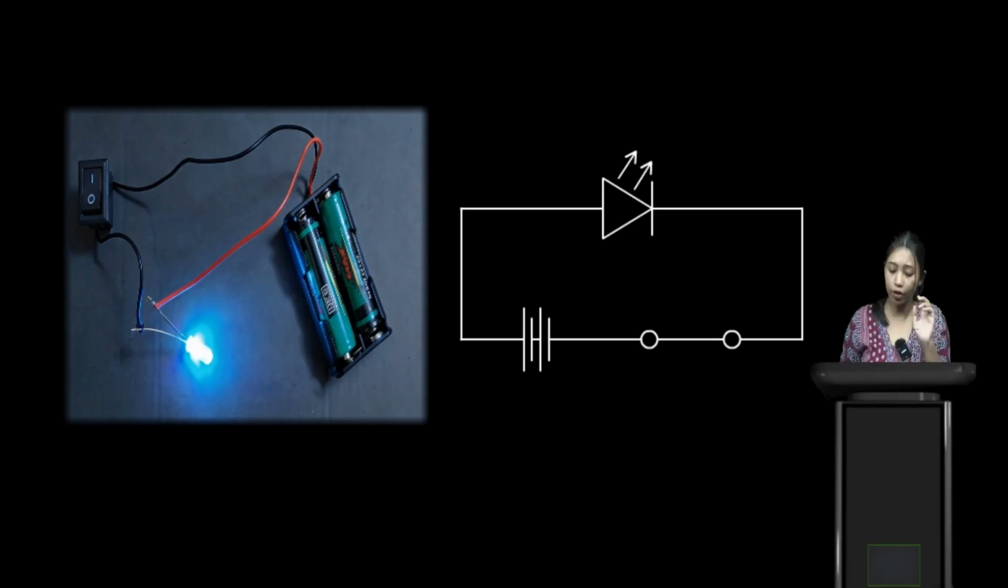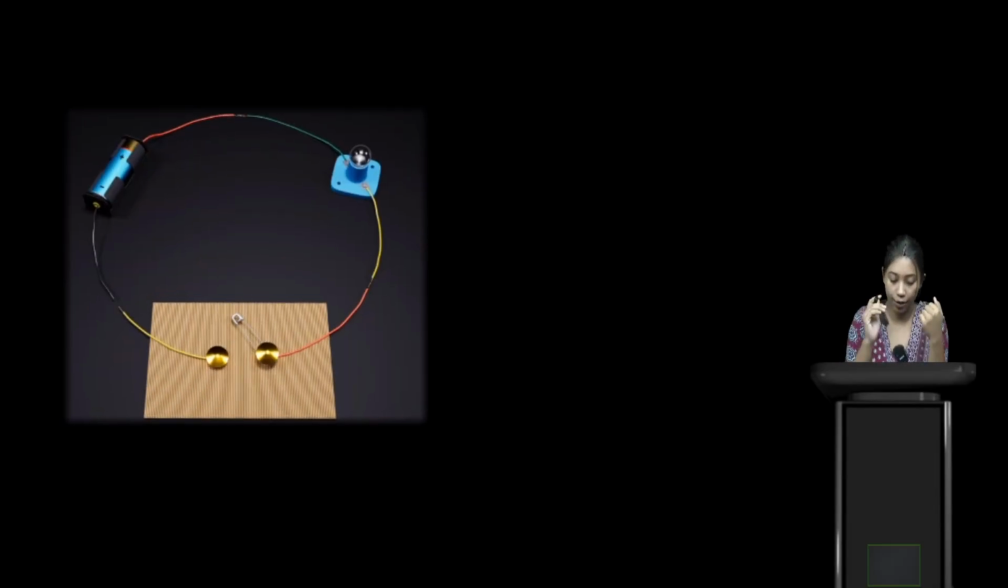Now you can see we have drawn the exact circuit that it's showing, because there is a light and a battery, wires and a switch. We have drawn the same thing using their symbols, and it's very easy to understand, isn't it?